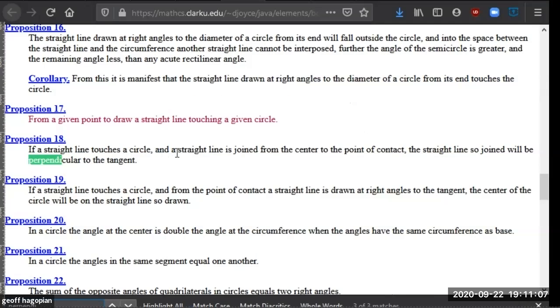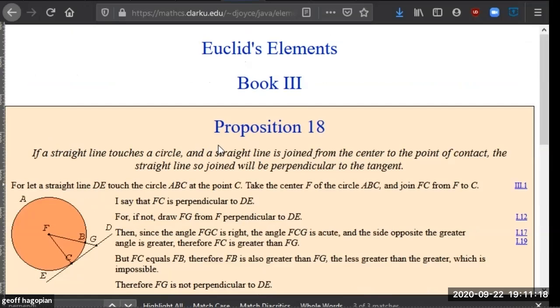A straight line touches the circle, and a straight line is joined from the center to the point of contact. The straight line so joined will be perpendicular to the tangent. Right, so that's this one. So we click on that one. So this turns out to be from Euclid's Elements of Geometry, Book 3, Proposition 18.